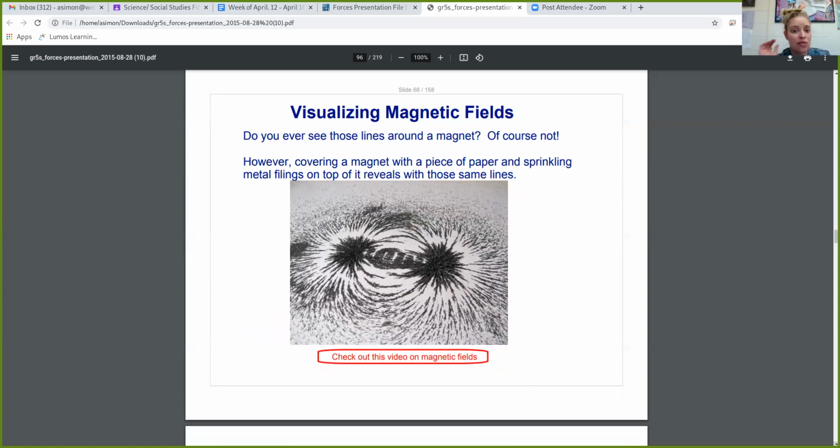Of course, we never see those lines. However, covering a magnet with a piece of paper and sprinkling metal filings on top of it reveals those lines. We don't see them, but we can make them appear. I'm going to include a video for you, also in addition to this Edpuzzle, so you can see what those magnetic field lines look like.